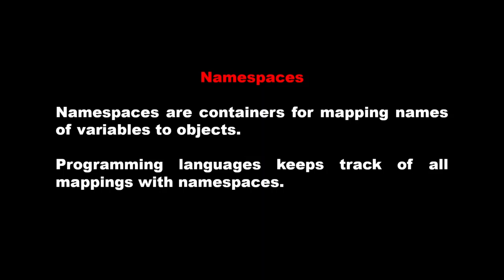Next is namespaces. Namespaces are containers for mapping names of variables to objects. Programming languages keep track of all mappings with namespaces. So namespaces are the containers which help to store or map the variables to the object. It's nothing but the variable names. Any variable name can be used. Those are known as namespaces.